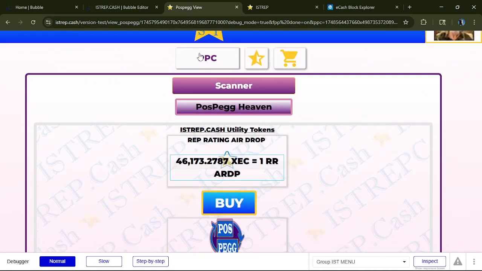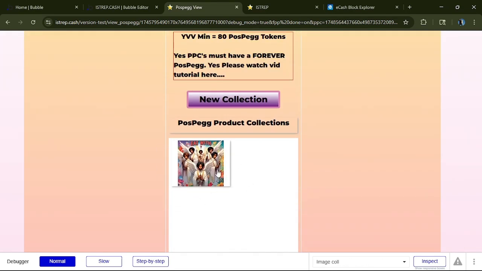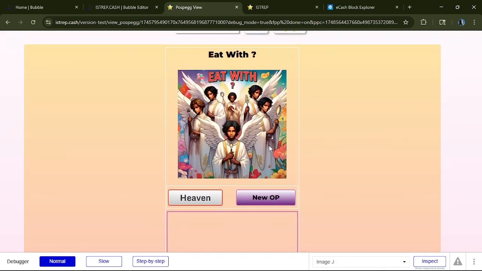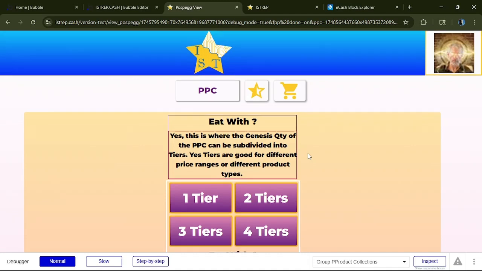Alrighty, so we'll begin by going into the PPC, scrolling on down and looking at the PPCs we have here. Click on the one we have to set up the tier for, and we click that new product and it takes us here, right? This is where the Genesis quantity of the PPC can be subdivided into tiers. Tiers are good for different price ranges or different product types, right?